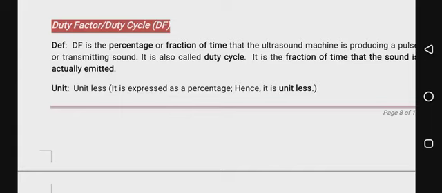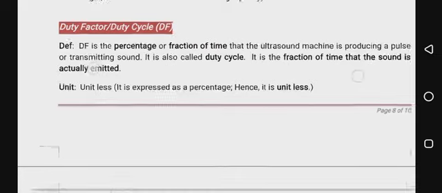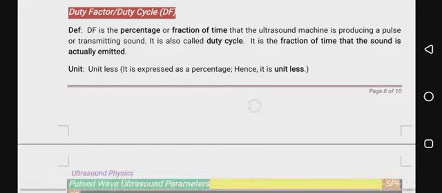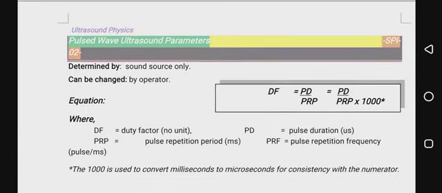So, duty factor is a percentage or a fraction of time that the ultrasound machine is producing a pulse or transmitting sound. It is also called duty cycle. It is a fraction of time that sound is actually emitted. It is unitless. It's actually expressed as a percentage. So this can be determined by sound source only, and it can be changed by the operator.